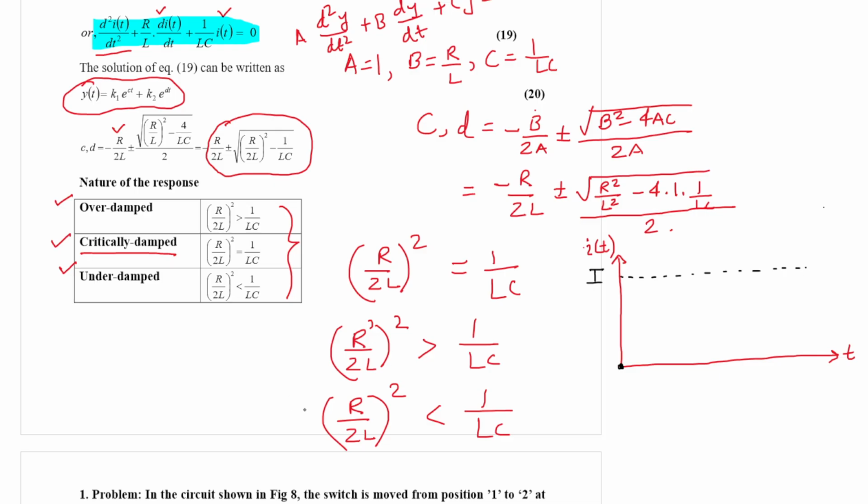Now let me first plot this curve for the underdamped case. That means it will roughly follow this nature. The rate of rise is large, then it will go past its steady value, then again it can come back, then it goes like this. Ultimately in this way it will settle down. After some point of time it will settle down. This type of response is called underdamped response.